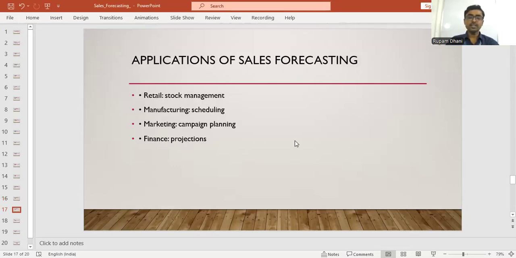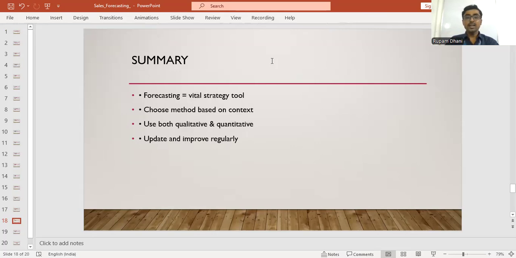Now, last is about the applications of sales forecasting. Sales forecasting is used in different retail sectors for efficient stock management. It is used in manufacturing units to drive production scheduling, and definitely most importantly in marketing, for planning and executing effective marketing campaigns. And finally in finance, for financial projections and investment decisions, that is, how much profit a company will gain. And we are already at the last slide of this PPT, which is the summary.